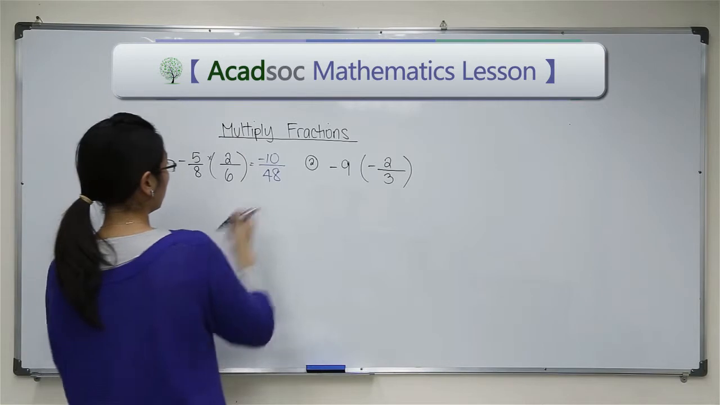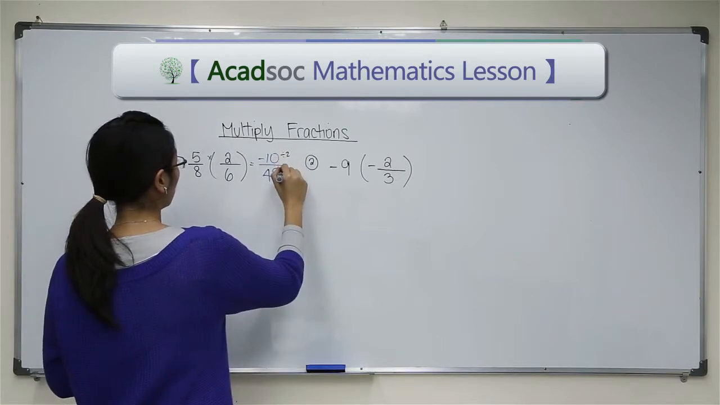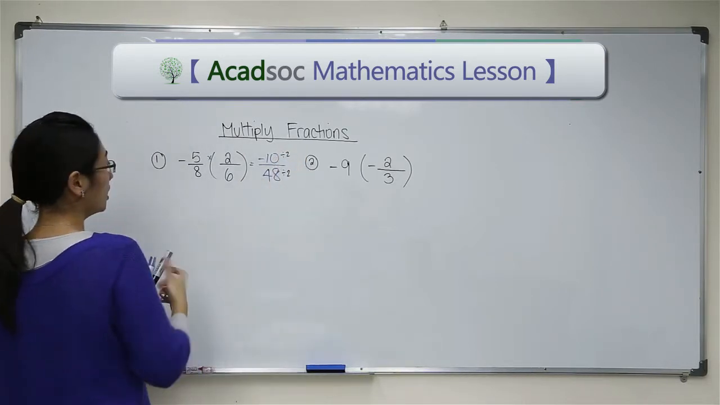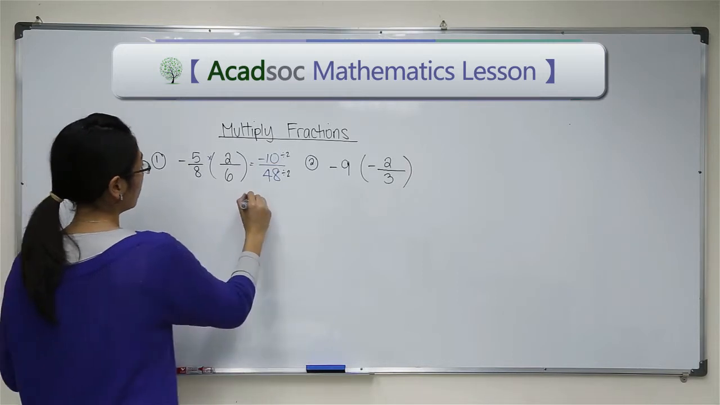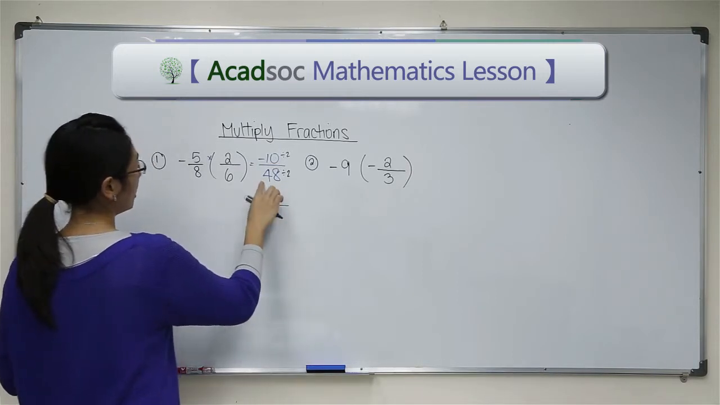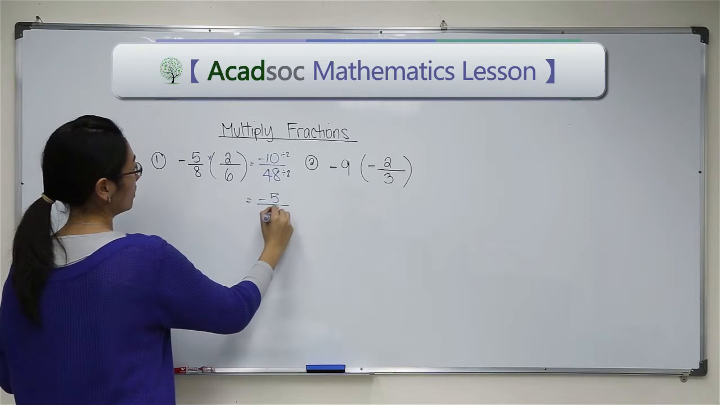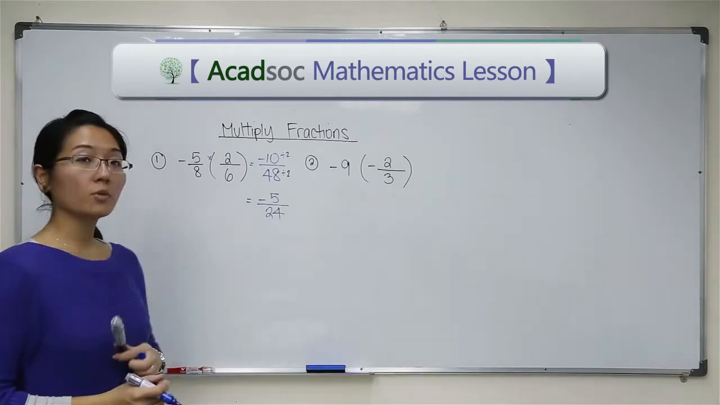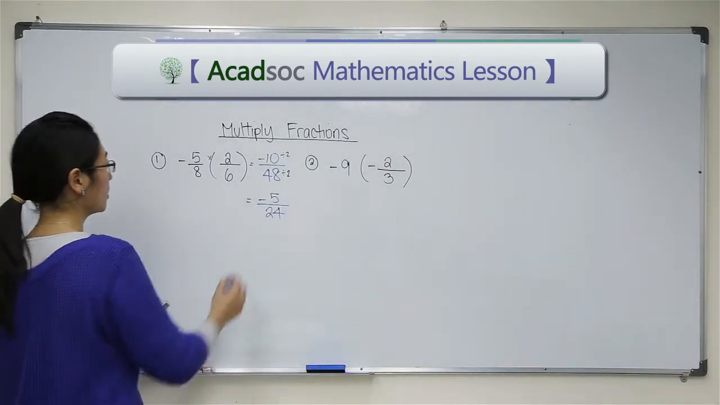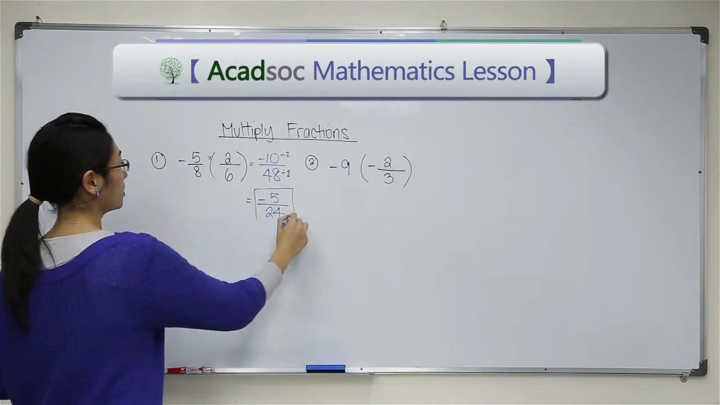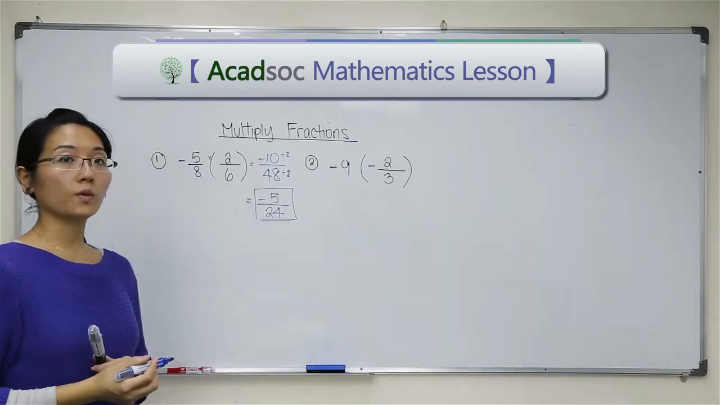fraction. So I'll divide out the 2. So negative 10 divided by 2 would be negative 5. 48 divided by 2 is 24. Now we see that this number has nothing else in common. So we know that our answer, in simplest terms, would be negative 5 over 24.